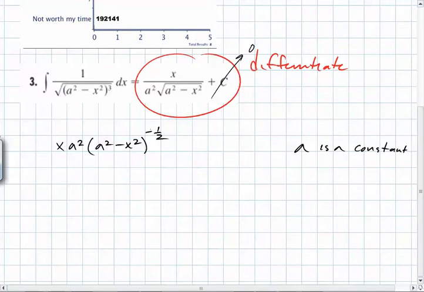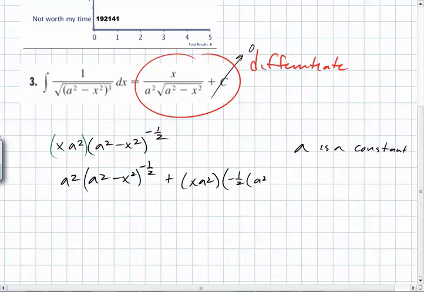A is a constant. Oh, it's a squared, right? So what rule do you have to use to differentiate this in this form? Product rule. Just product and the chain rule. Yeah, exactly. So let's do this out. The derivative of the first, you're doing it with respect to x. If x is a constant, what's the derivative of x a squared? It's just a squared. So you get a squared times this, plus the first times the derivative of the second. What's the derivative of this going to be? Negative 1/2 times a squared minus x squared to the negative 3/2 times what? Negative 2x. Now you just have to simplify and see what happens.